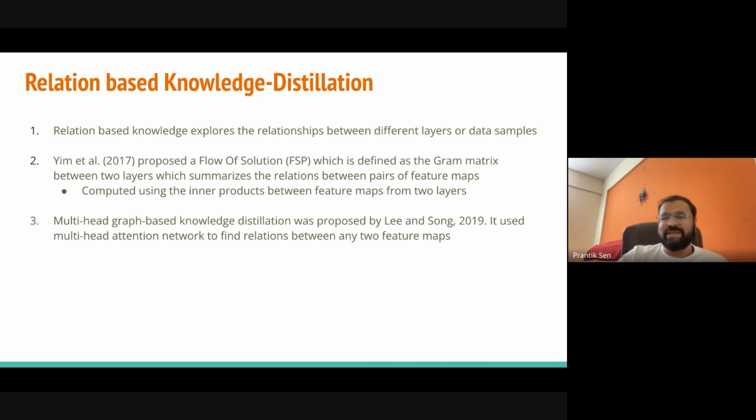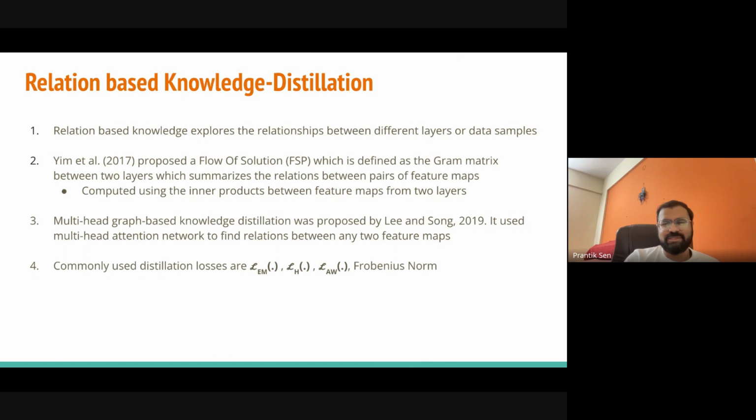Again, ever since the transformer papers came, a lot of work has been done on attention. Here you are trying to have some attention mechanism over the activations and extract that information. This attention will capture some correlation between your different activations coming from different layers, and that is what you are using as the knowledge to transfer to the student.